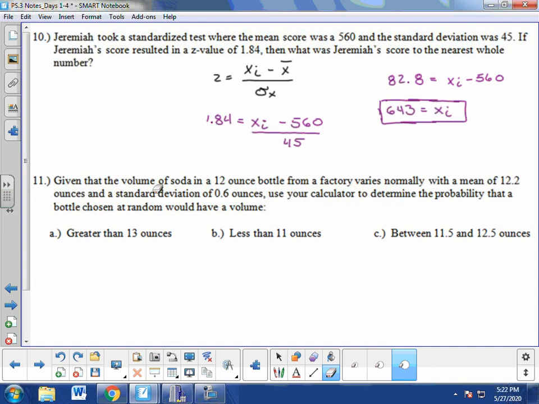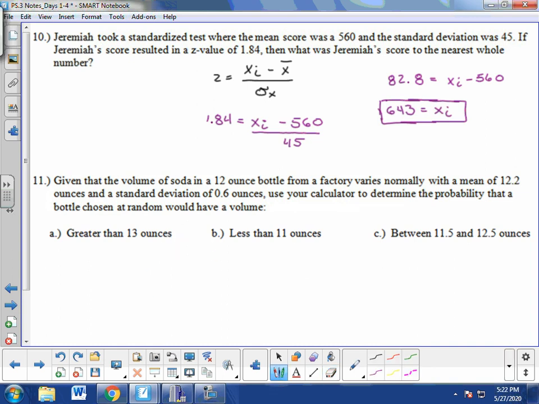So in problem 11, it says, given that the volume of soda in a 12-ounce bottle from a factory varies normally with a mean of 12.2 ounces and a standard deviation of 0.6 ounces, use your calculator to determine the probability that a bottle chosen would have a volume of each of the following. So we want to figure out what's the probability that the volume is going to be greater than 13 ounces.